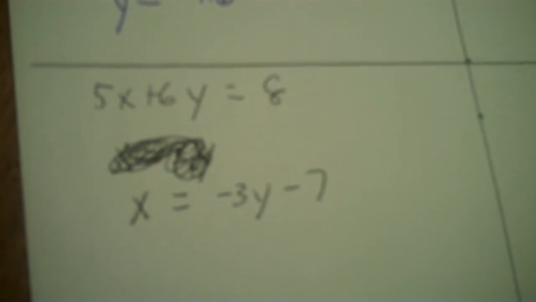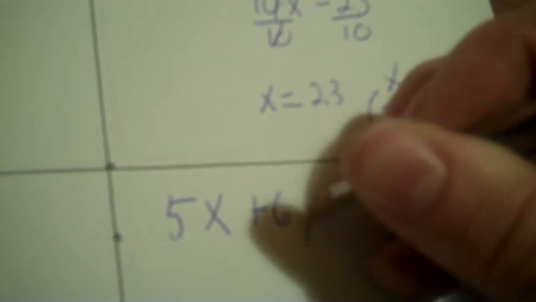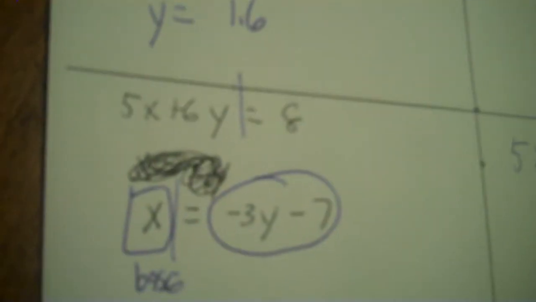5x plus 6y equals 8, x equals negative 3y minus 7. So, you look where you have a letter by itself. It can be x or y, it does not have to be y. Well, I have an x here, so box it up. Now x is the base and circle the other side. Now write your other equation, the non-base equation, 5x plus 6y equals 8. Now, what's the base letter? The base letter's x, so now you go to x and parenthesize it.